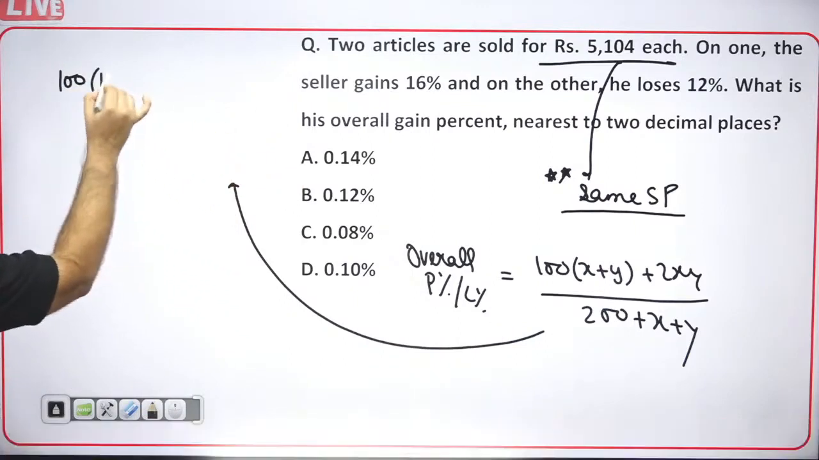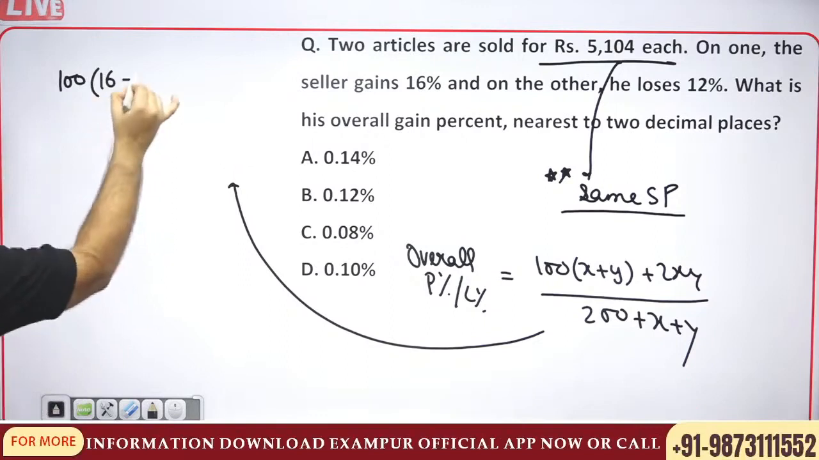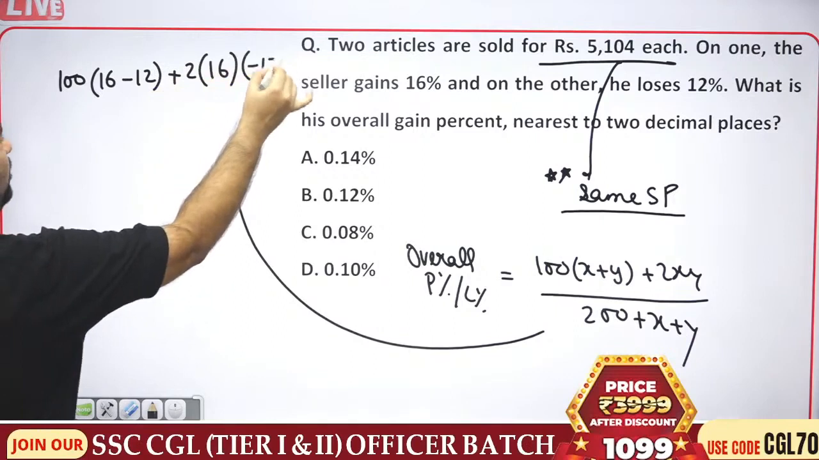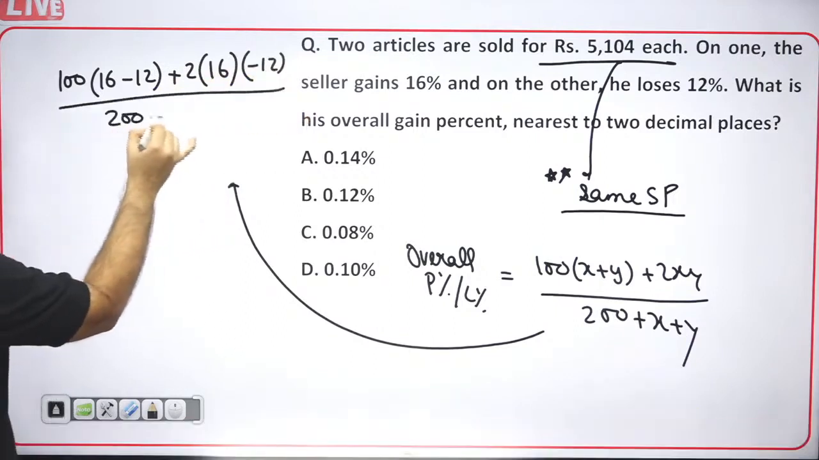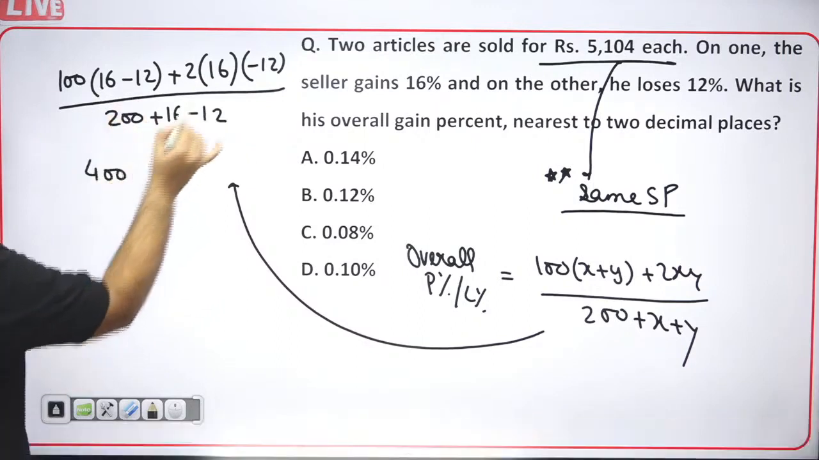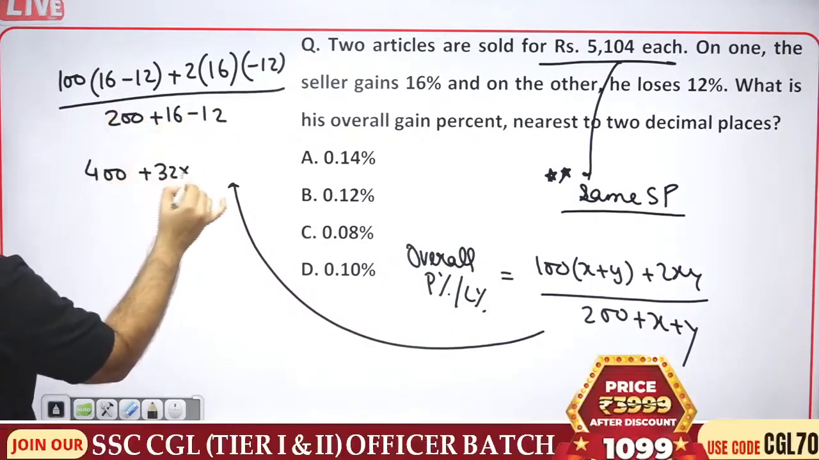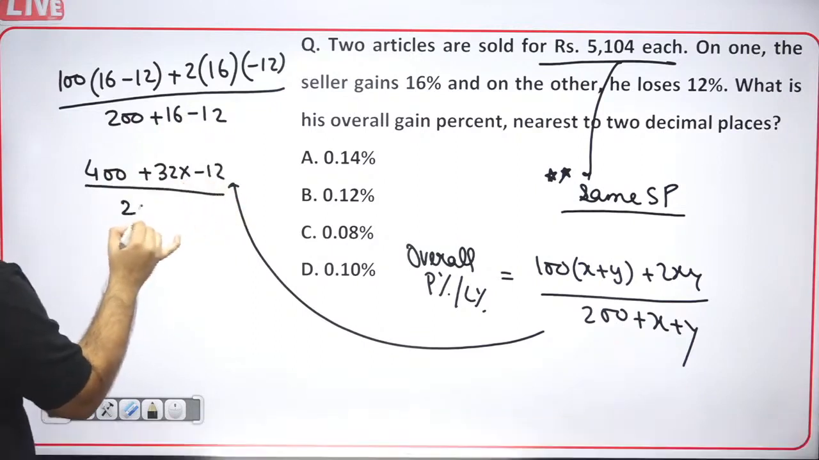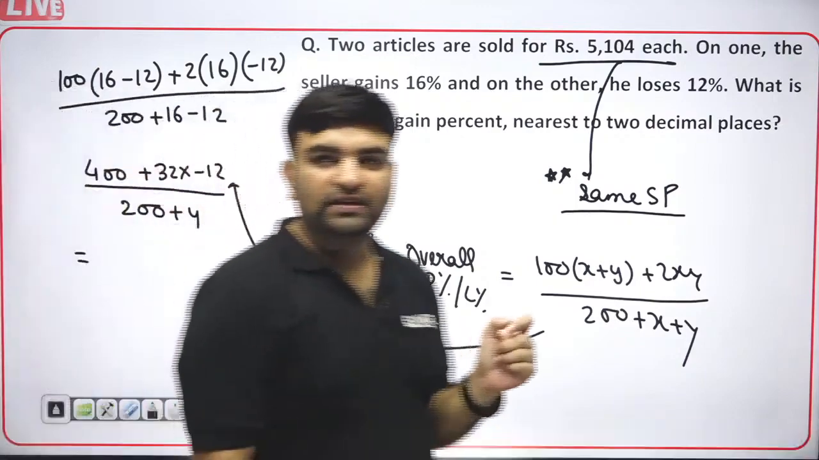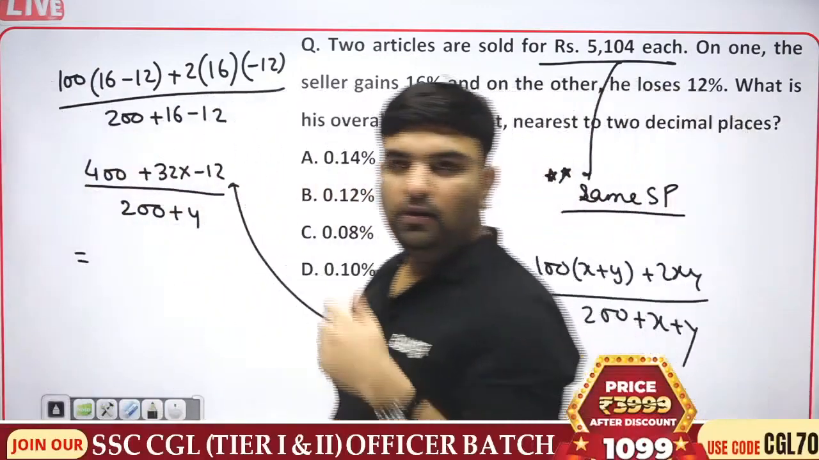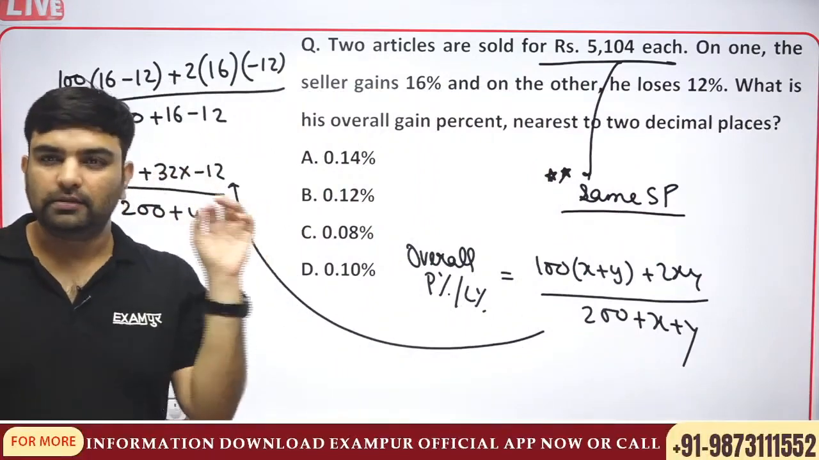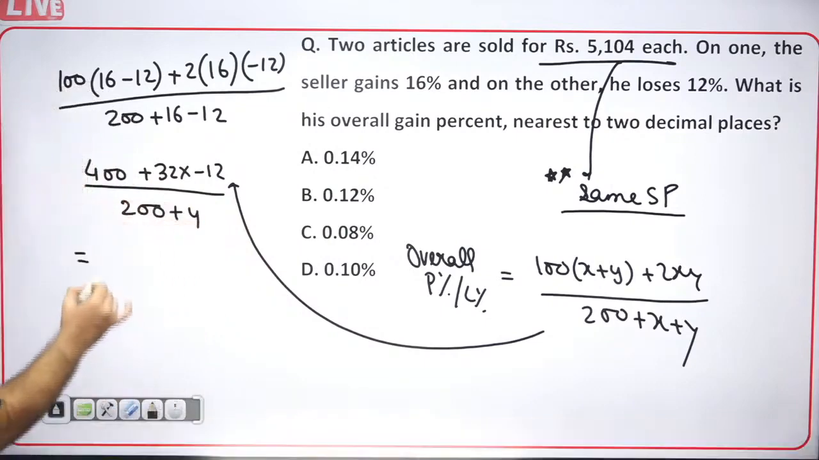One is 16% profit, plus 16. Another is 12% loss, minus 12. So 100 times 16 minus 12 plus 2 into 16 into minus 12, upon 200 plus 16 minus 12. That is 400 plus 32 into minus 12, divided by 200 plus 4. What is 32 into minus 12? 320 plus 64, that is 384.